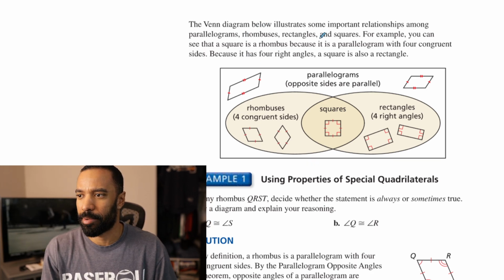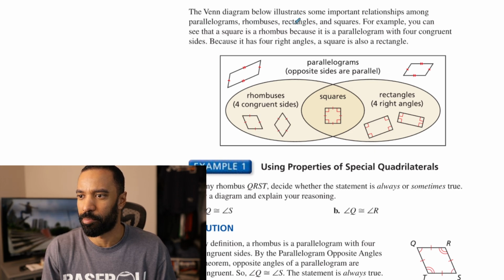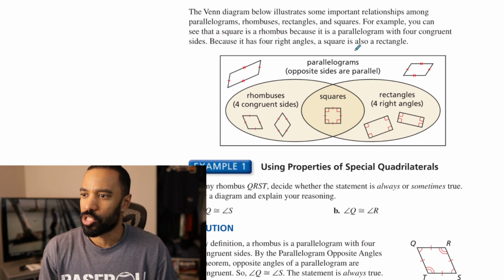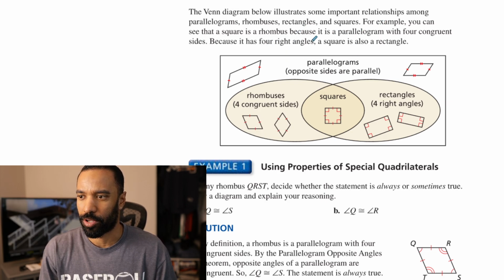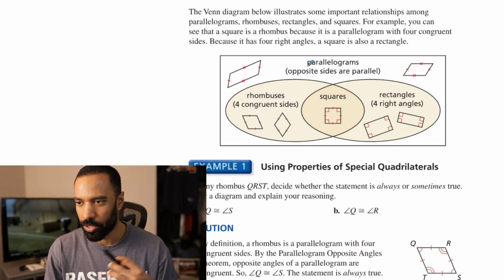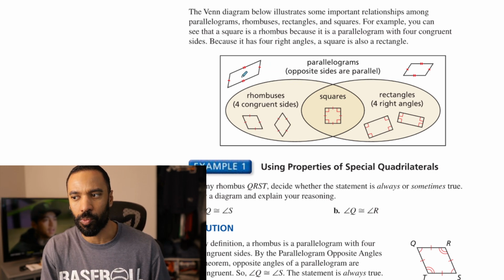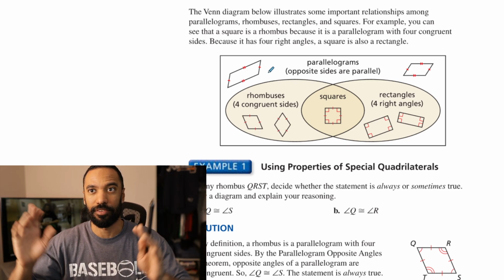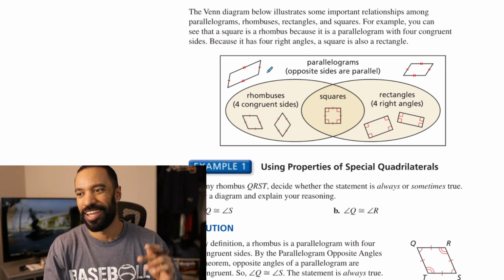The Venn diagram illustrates some important relationships for parallelograms, rhombuses, rectangles, and squares. You can see a square is a rhombus because it's a parallelogram with four congruent sides. So stuff I talked about before, but take a look at this box thing. If you know how Venn diagrams work, everything on the inside is included. I'm saying it backwards.